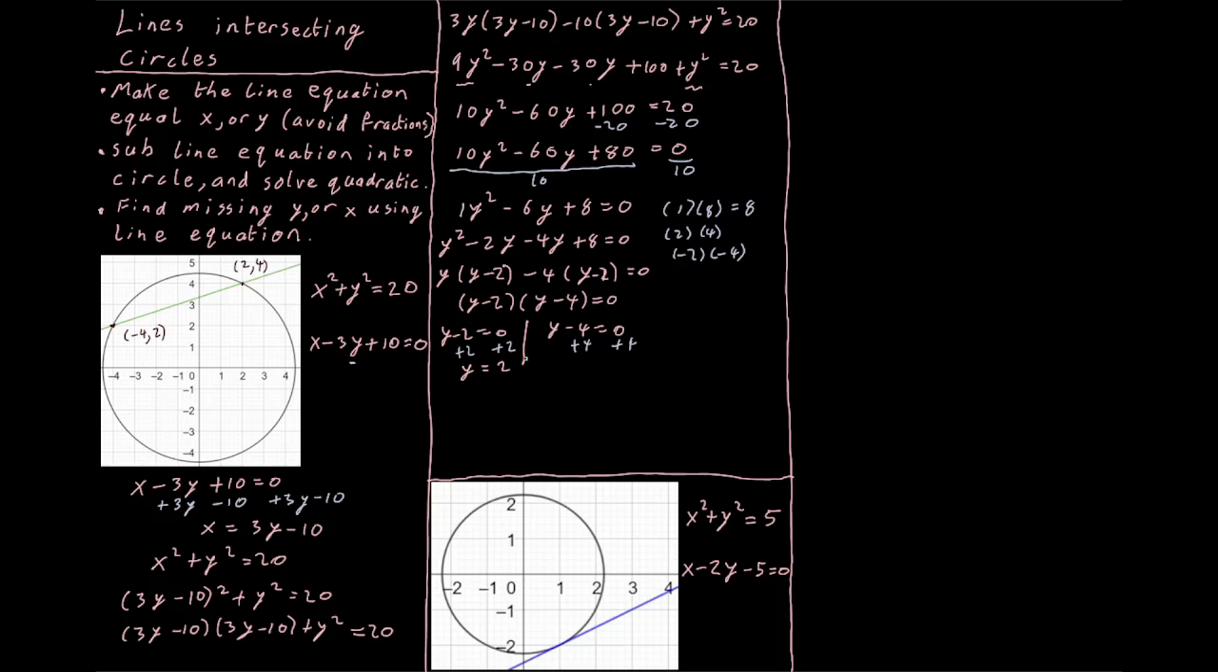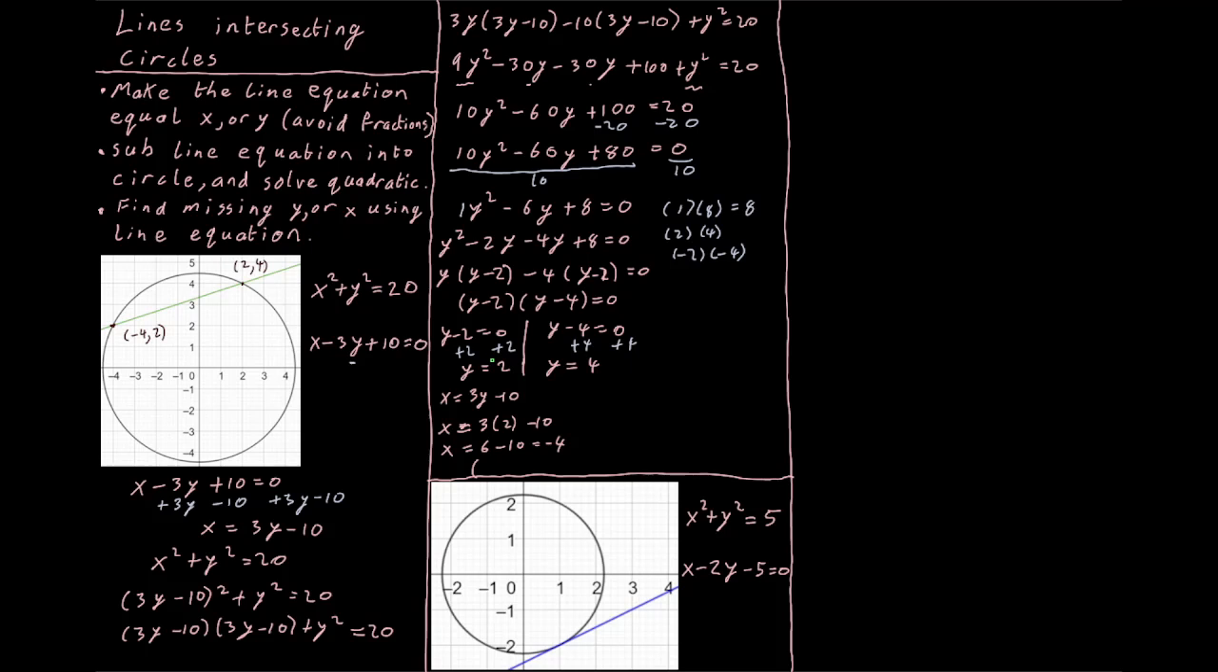But I haven't done yet. I need my x values for both of them. So I go back to my line equation. I know x is equal to 3y minus 10. So I sub back in. So x should be equal to 3 on 2 minus 10. X should be equal to 6 minus 10, which is minus 4.